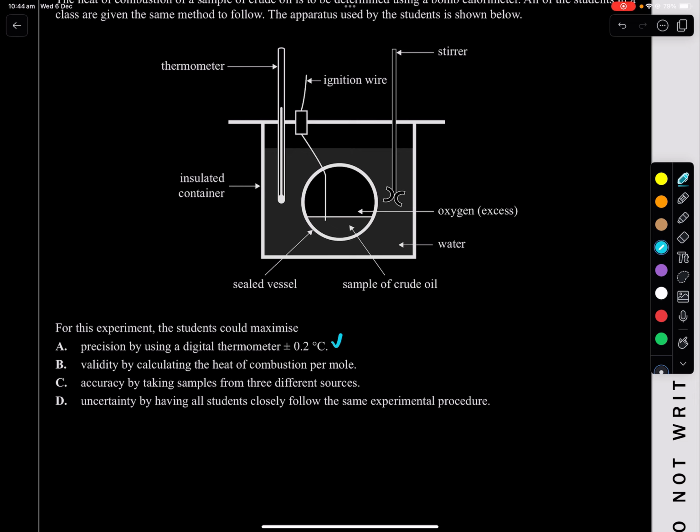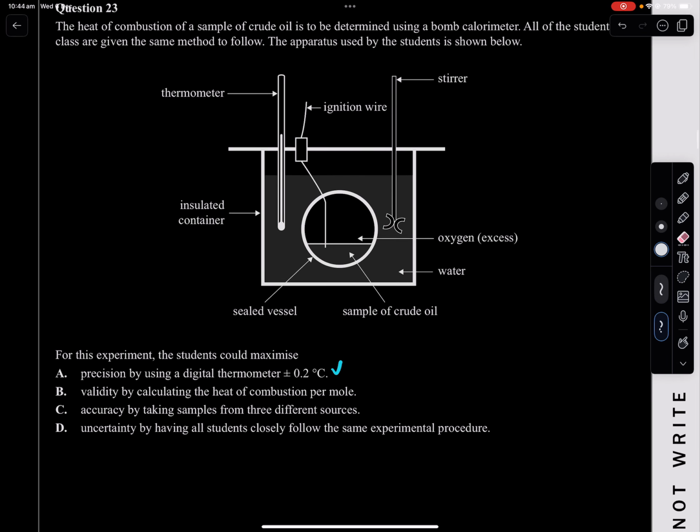Validity. So what is validity? Validity is how valid the experiment is. Is the experiment following the aim and the hypothesis? So, validity by calculating the heat of combustion per mole.